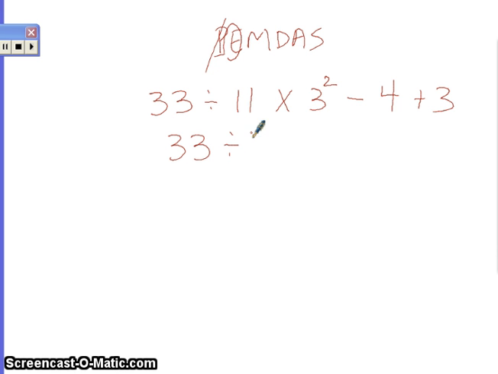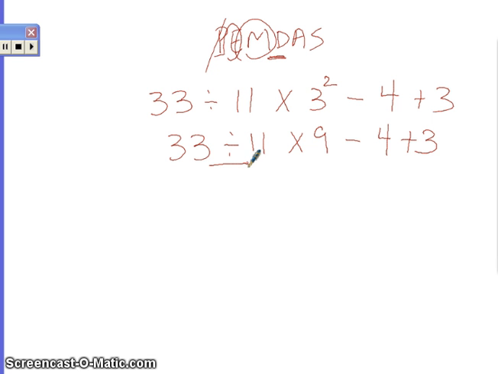And again, remember, I'm bringing everything down in front of what I'm solving. So I'm bringing that 33 divided by 11 and the multiplication sign down before I do 3 to the second power, which is 9, and then bringing everything down after it. If you notice here, though, what's coming first in the problem next? It's not multiplication, it's division. From left to right. So I'm going to divide first, the 33 divided by 11, which is 3, and again, bring everything down after it so that I have a whole new problem again.